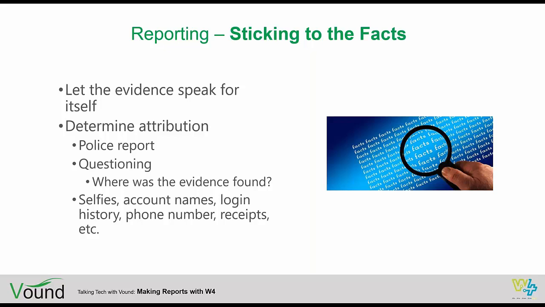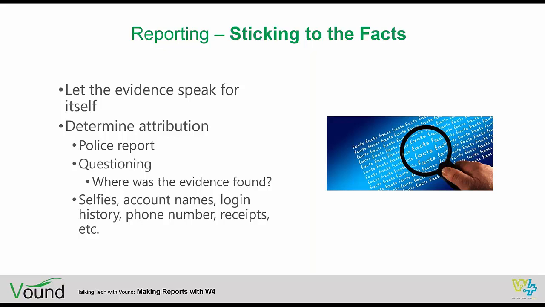Using the example above, some of the roadblocks we may run into is determining attribution. Since we are limited to the facts that are found in the evidence, sometimes you rely on other information to do this. So this is why reading the police report or having good communication with your investigator is really important.